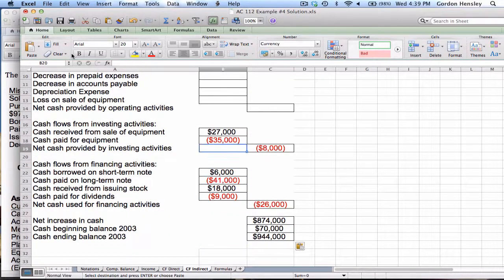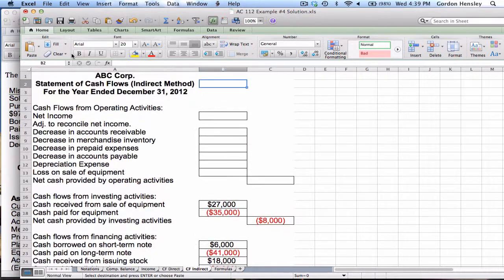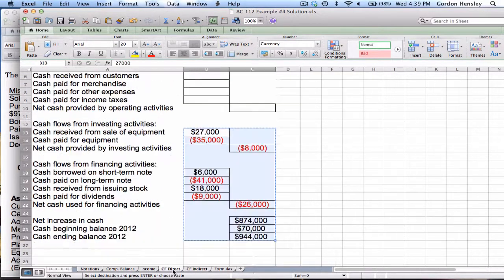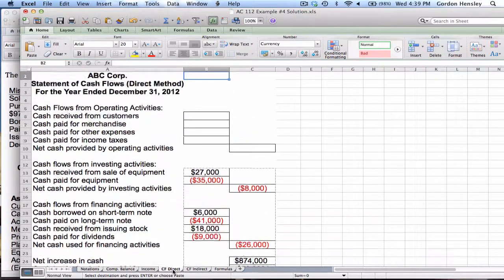So the only thing that's going to be different on these two statements is going to be this top section, this operating activities section. So that's why I always do that section last. And even though it's going to be computed in a different way, ultimately I will get the same answer either way. So the first one that I'm going to tackle is operating activities direct method.